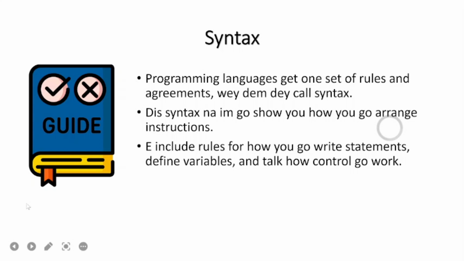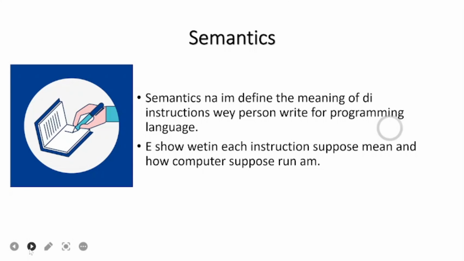Now under that same programming language, we get something wey we dey call semantics. Now wetin we dey refer to as semantics? Semantics na im define the meaning of these instructions wey person write for programming language. That is wetin that thing wey you write for programming language, wetin go later be, wetin the computer go later understand as wetin you write. Na wetin we dey call what? Semantics. E show wetin each instruction suppose mean and how computer suppose take run am. So na wetin we dey call semantics be that.